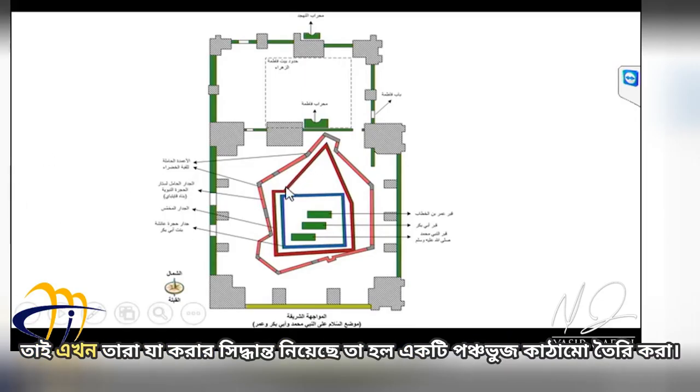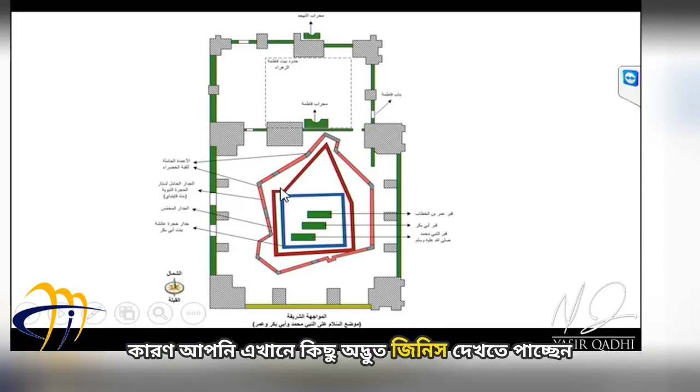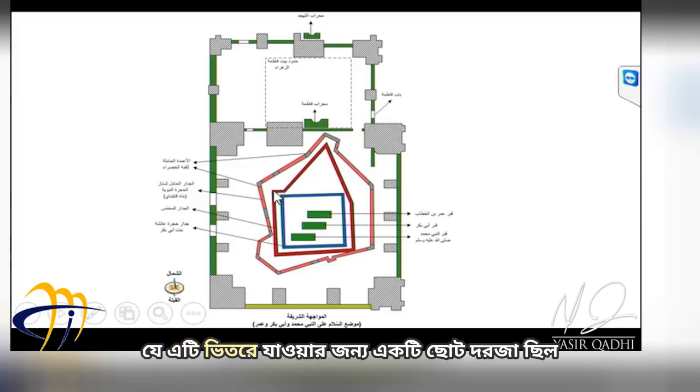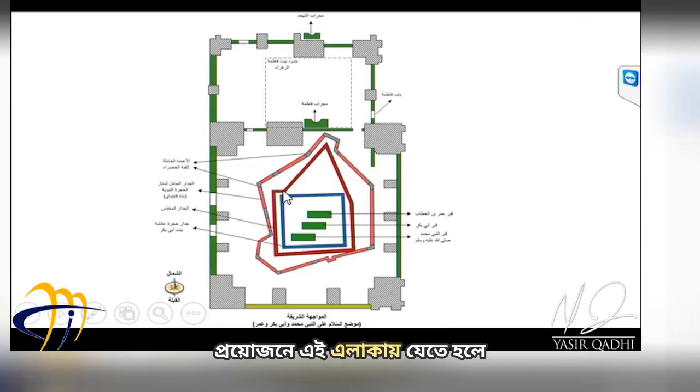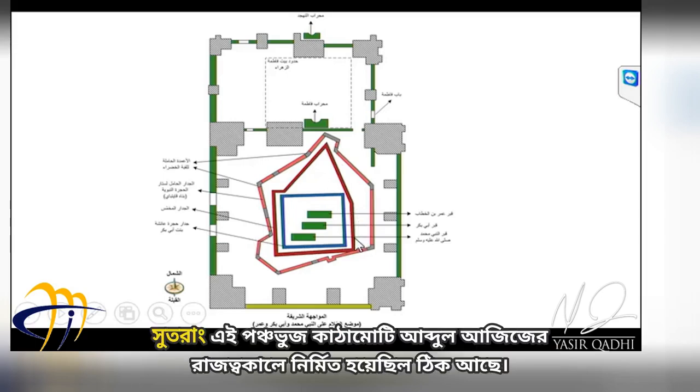So now what Umar ibn Abdul Aziz decided to do was to build a pentagonal structure. It's not fully a pentagon, because you see over here, some weird thing, that this was a small door to go in if need be, to go into this area. This was a small door over here, and so they built a pentagonal structure. This pentagonal structure was built in the reign of Umar ibn Abdul Aziz.